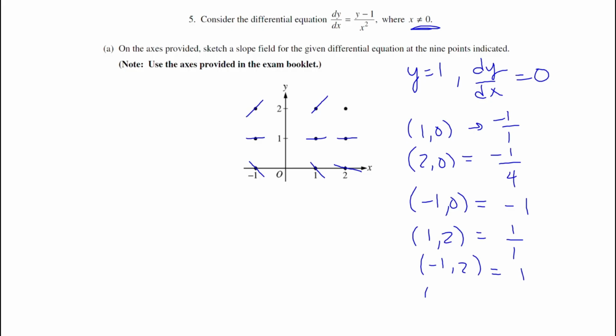And then at the point 2, 2, we end up getting 1/4, so a nice shallow positive slope there. They gave you 2 points for this, 1 for all the zero slopes and 1 for all the other slopes.